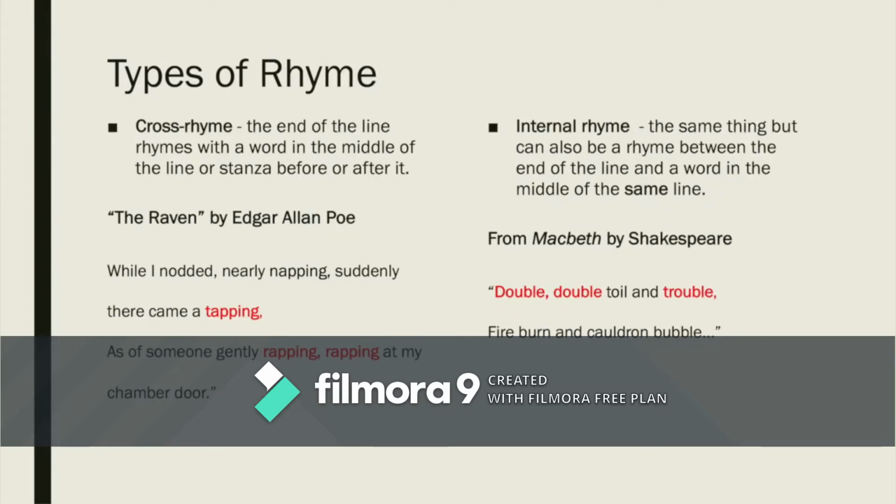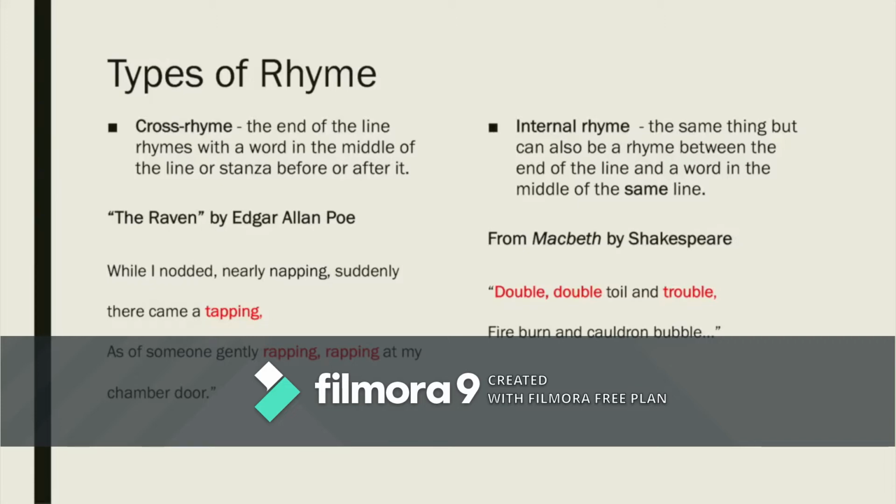Then there is cross rhyme, which is when the end of the line rhymes with a word in the middle of the line or stanza before or after it. In The Raven by Edgar Allan Poe: "While I nodded, nearly napping, suddenly there came a tapping, as of someone gently rapping at my chamber door." Tapping at the end of the first line rhymes with rapping in the middle of the line after it.